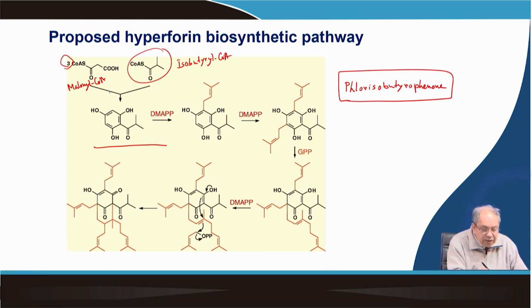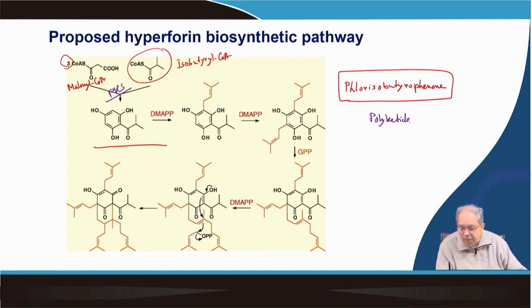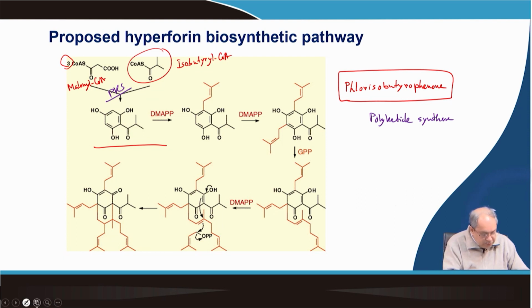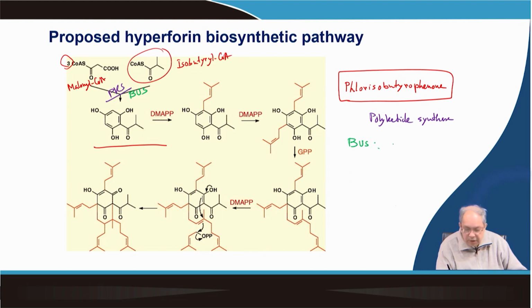So, PKS means polyketide synthase. When we talk about phenolic compounds, we will mention this in a little bit more detail. Here a specific polyketide synthase has been identified, and this was termed BUS. So, BUS stands for isobutyrophenone synthase.